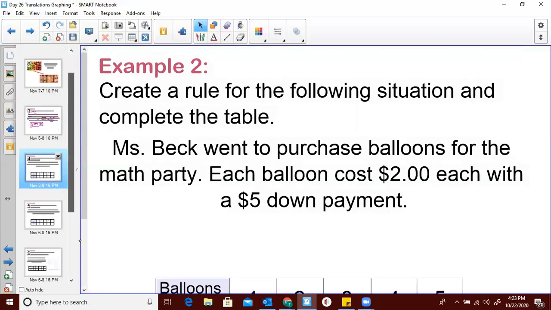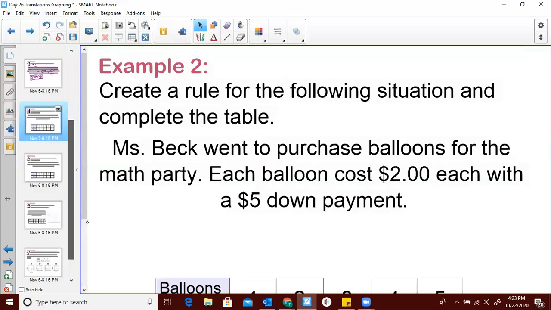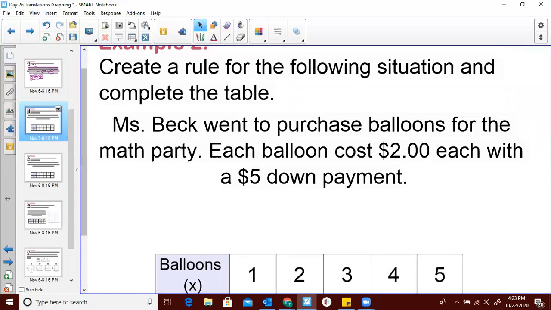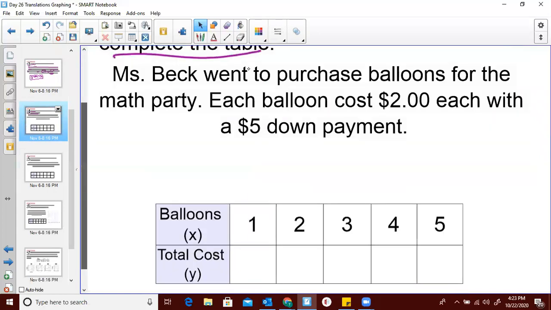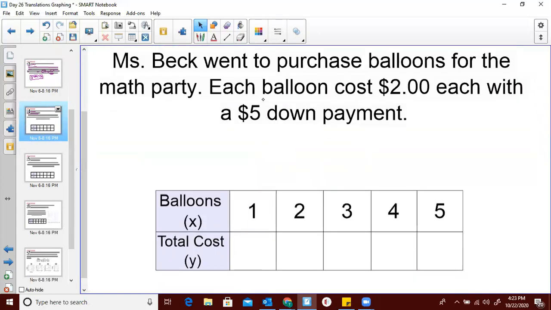All right, so we'll start here. Create a rule for the following situation. So we're creating a rule and complete the table. So we have two tasks here. So Miss Beck went to purchase balloons for the math party. Each balloon cost $2 each with a $5 down payment.